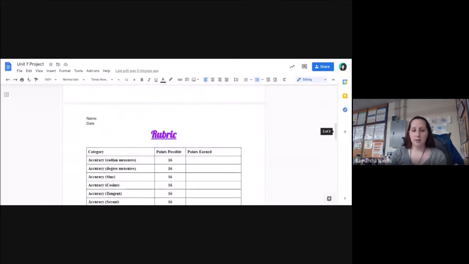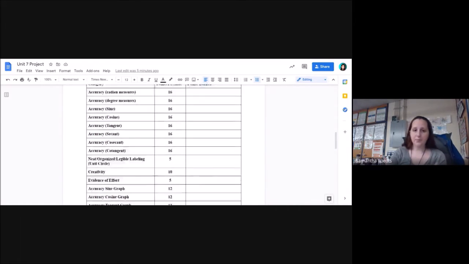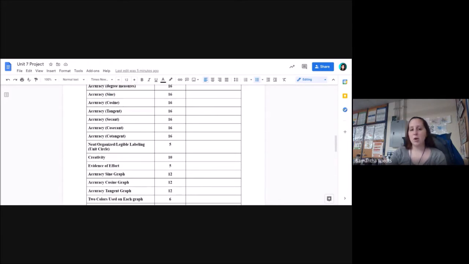The first part is graded like this. Your accuracy in radians, degrees, sine, cosine, tangent, cosecant, secant, and cotangent is 16 points apiece, because there are 16 measures for each one. Even if the tangent of one of them is undefined, you still need to write that it is undefined for that angle measure. You get 5 points for being neat, organized, and legible. You get 10 points for creativity. These are kind of like freebies. And 5 points for evidence of effort. If you showed effort and it looks nice, you get these points at the bottom.